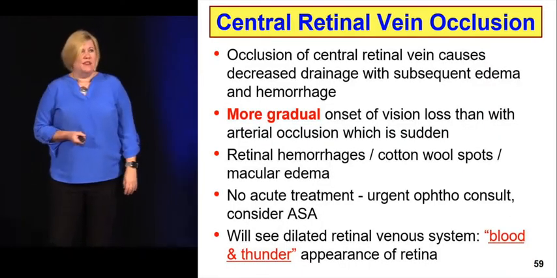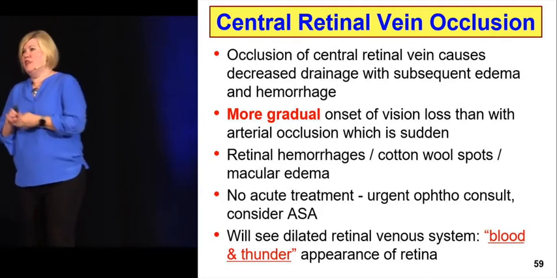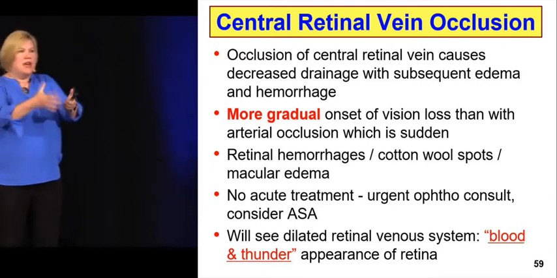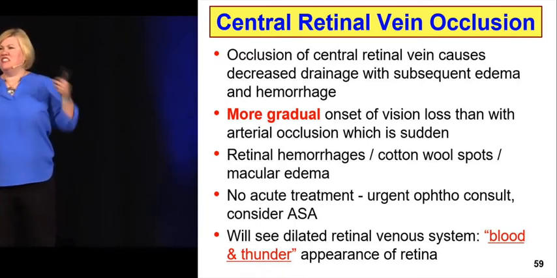Now, if you think about central retinal vein occlusion, almost think about it like you know stuff about DVTs. If you occlude the vein, what's going to happen? You're going to get a backup of blood flow. You're going to get swelling. You're going to get discoloration.